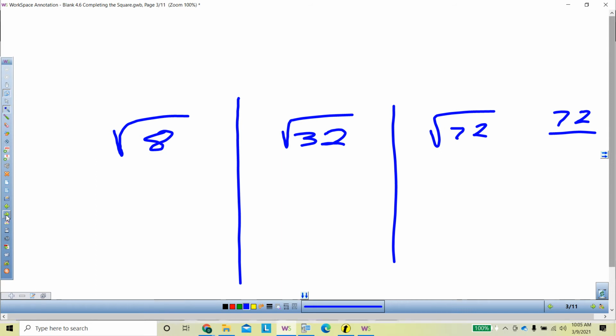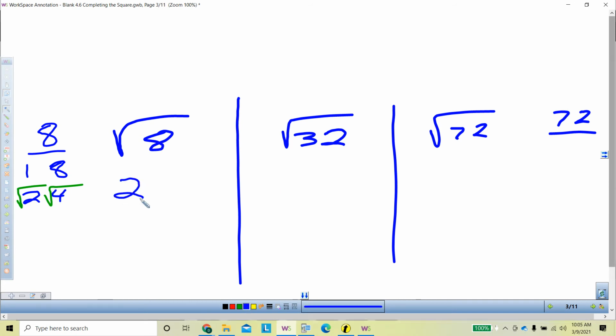But I want to think about factors of 8 that I can square root, okay? So if I think of factors of 8, I can have 1 and 8 or 2 and 4. So which one of those factors can I square root? Show me at home with your fingers. Which one of those factors can I square root? Yes, trying to make you active participants in the class. So it's square root, square root. Square root of 4 is 2. Square root of 2 you cannot do. So square root of 8 breaks apart into 2 times the square root of 2.